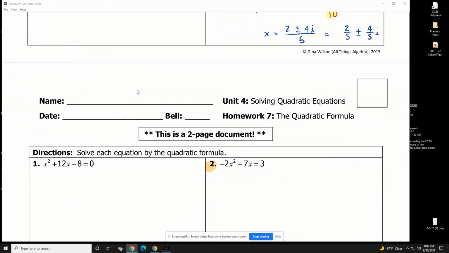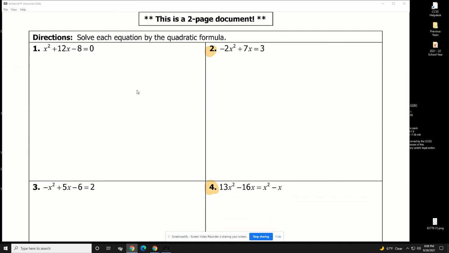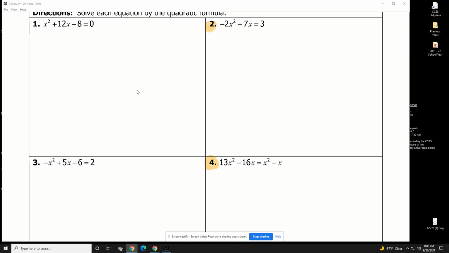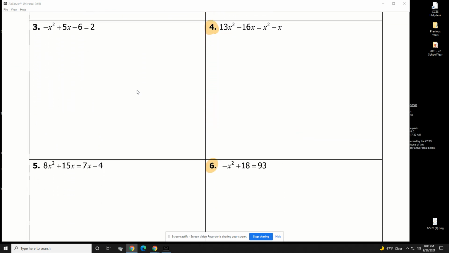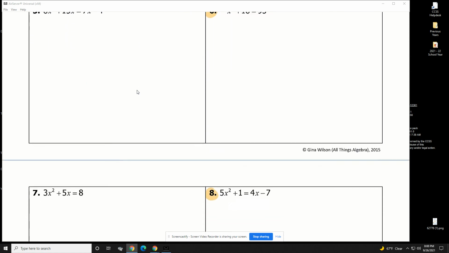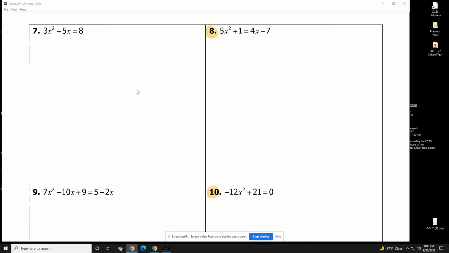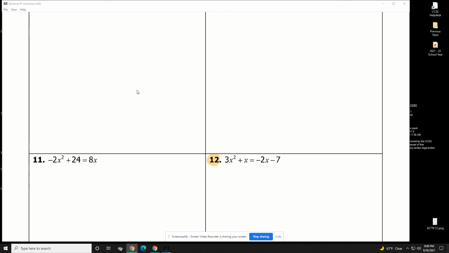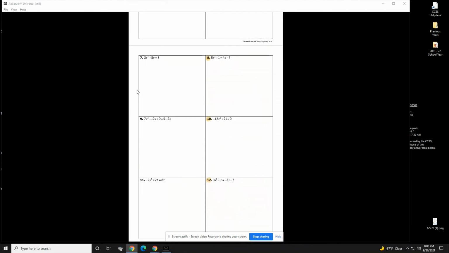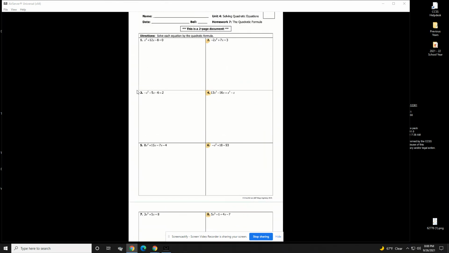So here's your homework for tonight. It should be passed out by now, or it might be heading your way. But the worksheet says the quadratic formula, homework number 7, and I want you to do the evens down the right side. Numbers 2, 4, 6, 8, 10, and 12. So the right side, that's 6 problems that I want you to do tonight for homework.